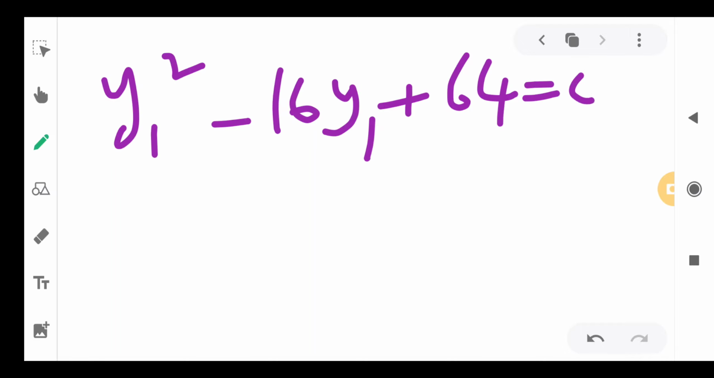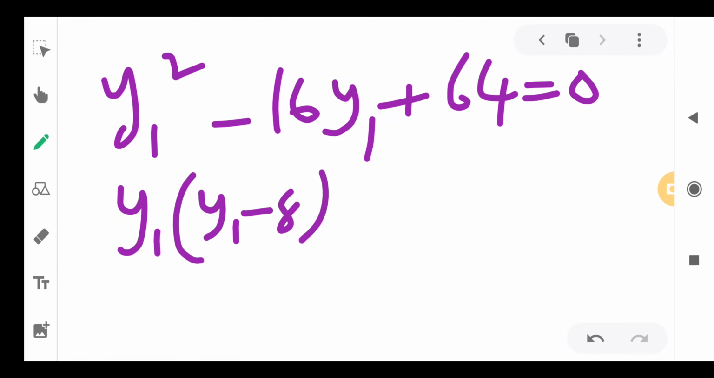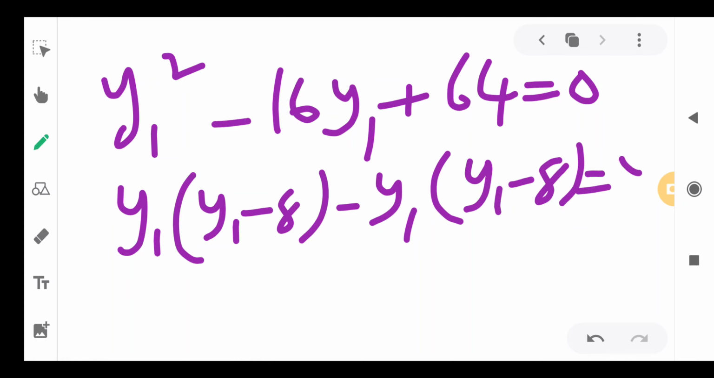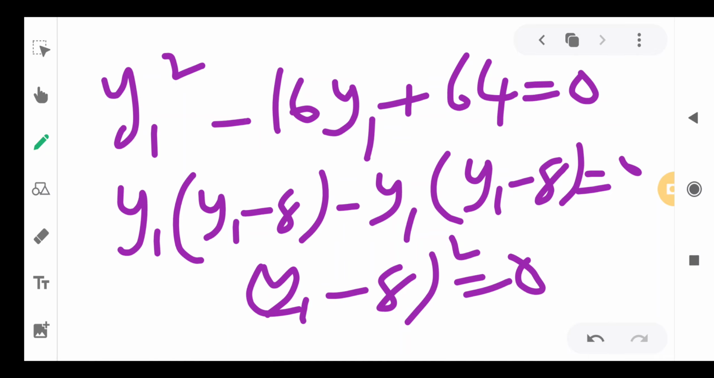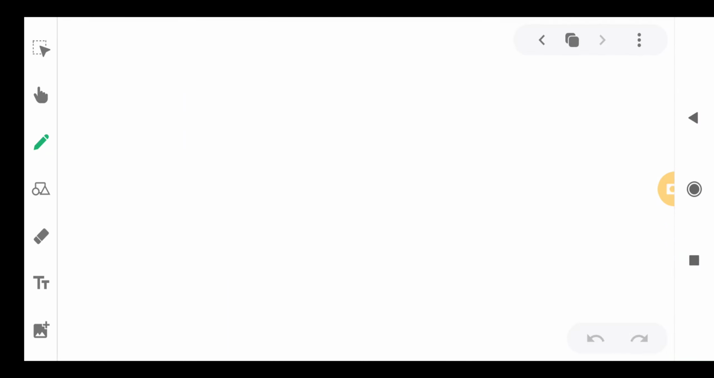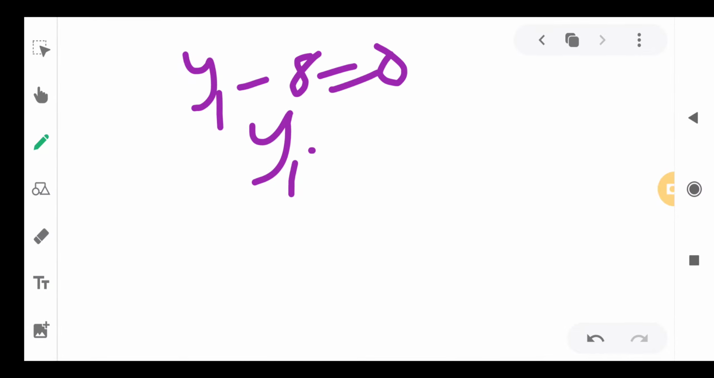Okay, this is very simple. This is a square minus 2ab plus b square. So either you can solve the quadratic equation, or directly it is nothing but y1 minus 8 whole square. See, I can show you like this. If I take y1 common, y1 minus 8. Here also if I take y1 common, y1 minus 8. That means y1 minus 8 whole square. So therefore y1 minus 8 will be 0 and y1 is equal to 8.